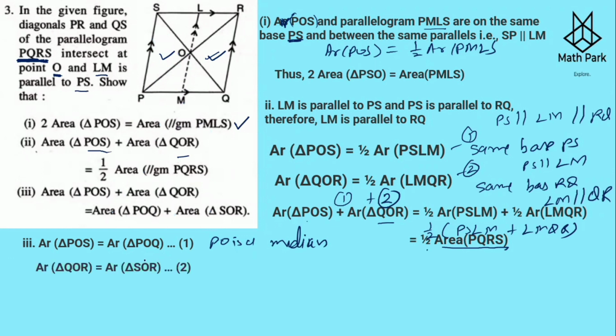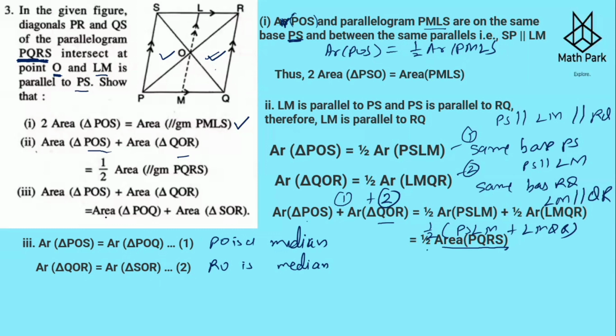Same way, we have area of triangle QOR is equal to area of triangle SOR, wherein RO is a median. Diagonals of a parallelogram bisect each other, and median of a triangle divides it into two congruent triangles. So this is how you get area of POS is equal to area of triangle POQ and area of QOR is equal to area of triangle SOR.